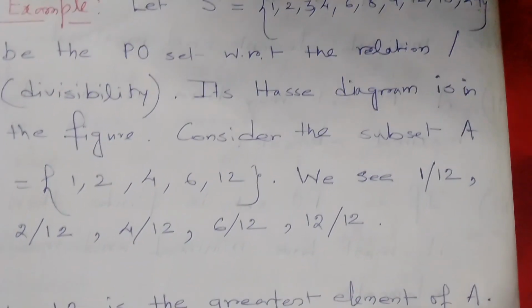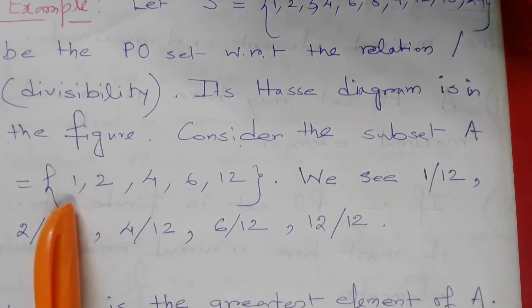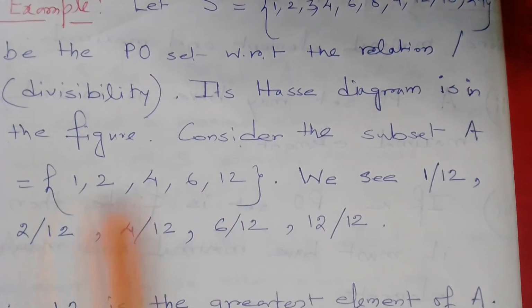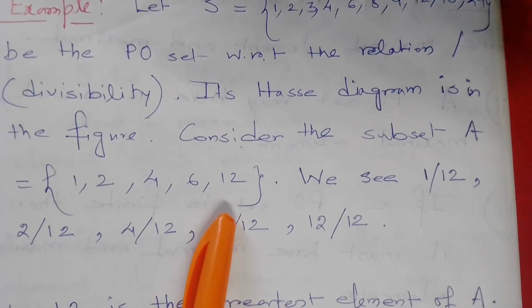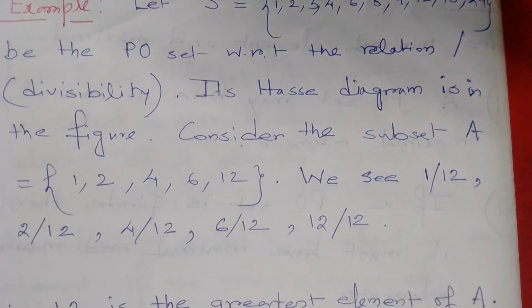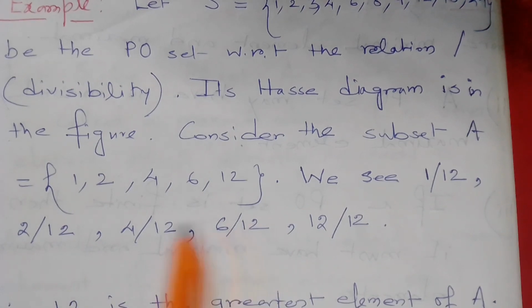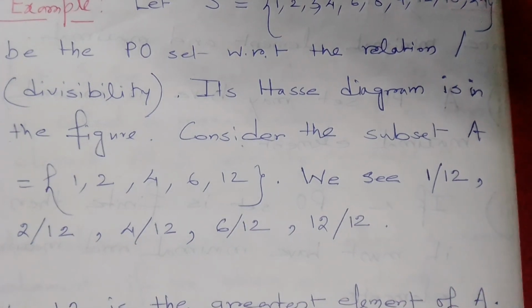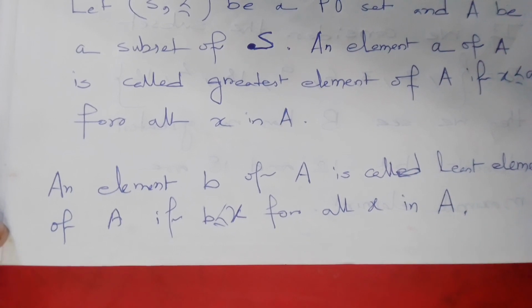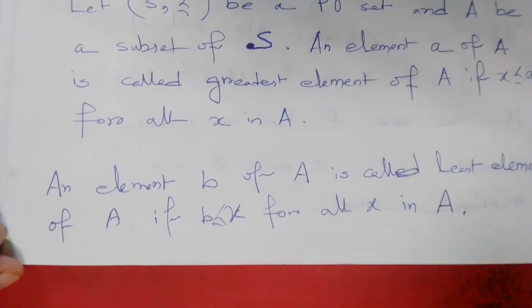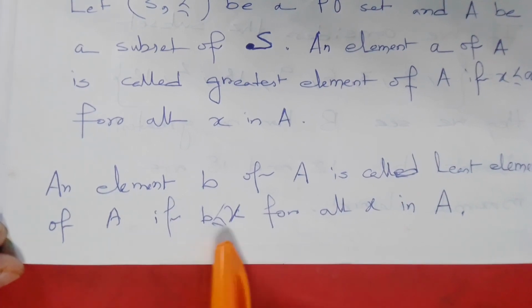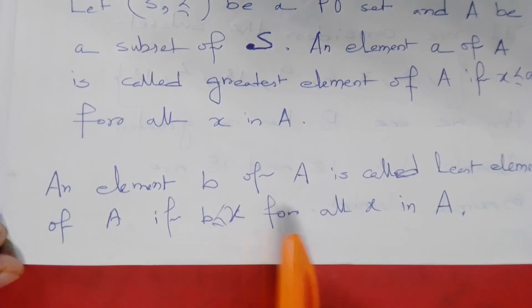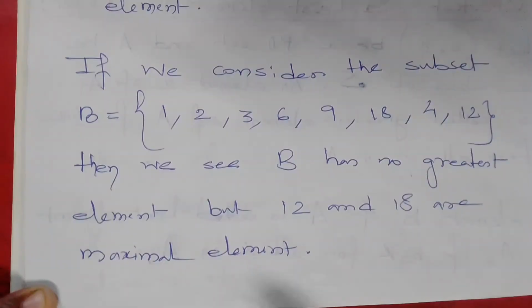On the other hand, 1 divides all other elements. So here 1 is the least element and also the minimal element of this POSET. As from the definition of least element, an element b of A is called the least element of A if b ≤ x for all x in A.